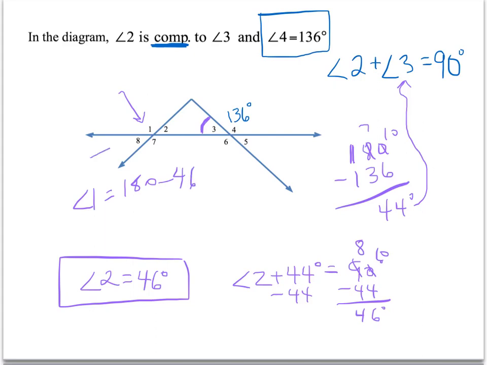What if I ask you to find angle 8? Well, you should be aware angle 8 is going to be the same measure as angle 2 because they are vertical angles. Angle 7 will also be the supplement of 46 degrees. Lots of different questions I can ask you in this diagram with the given information.